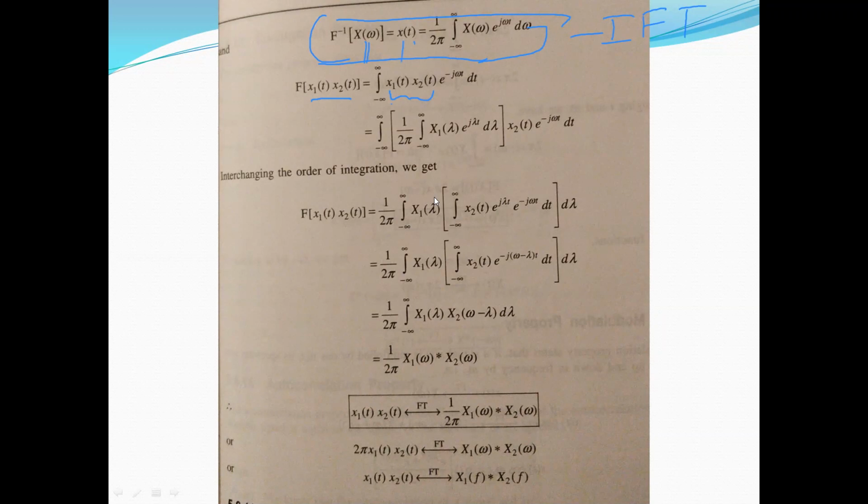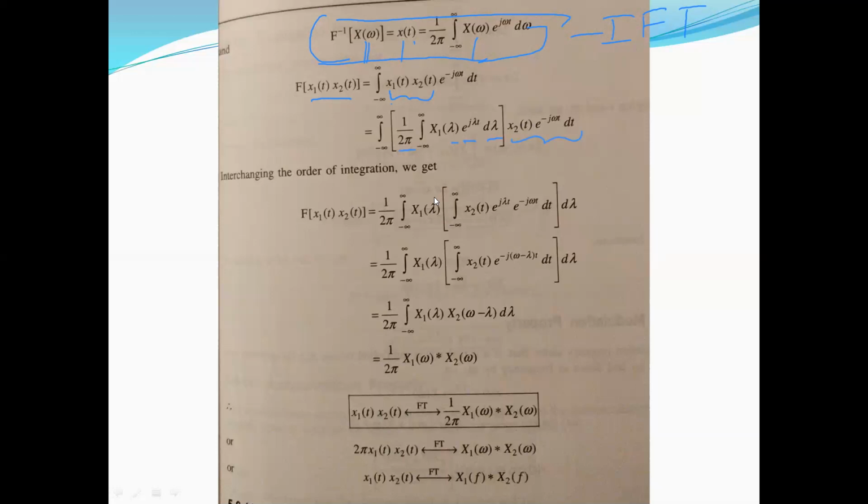And the formula will also change to x1 omega into e to the power j omega t d omega. So instead of omega, they have taken another variable called lambda. So they put 1 by 2 pi integration minus infinity to plus infinity x1 lambda e to the power j lambda t d lambda. For convenience they put lambda instead of omega. Next, the remaining part is written the same as above.